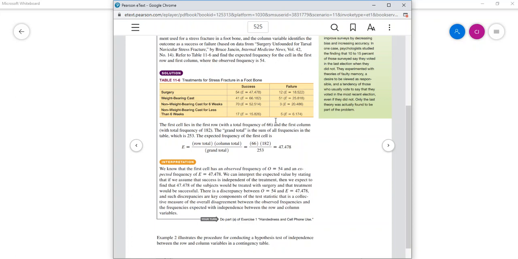So the null hypothesis, in a sense, is saying that this number here and this number here would be equal. This number here and this number here would be equal. This one and this one, this one. Okay, so no differences.